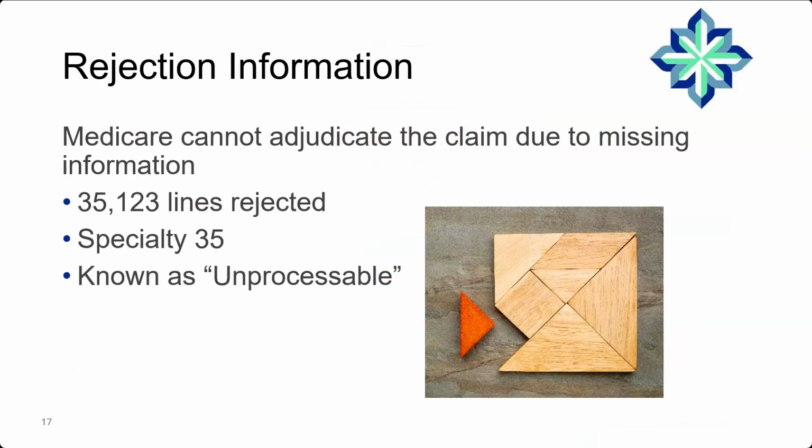So first of all, it's done by line rejections. It's not done by an overall claim rejection. So when we look at it, we look at the individual lines. That's where we assign the numbers. So in this case, it was 35,123 lines in that 3-month period. For provider specialty 35, these are also commonly referred to as unprocessable claims. We can't do anything with them. You have to fix them before we can even consider them for processing.